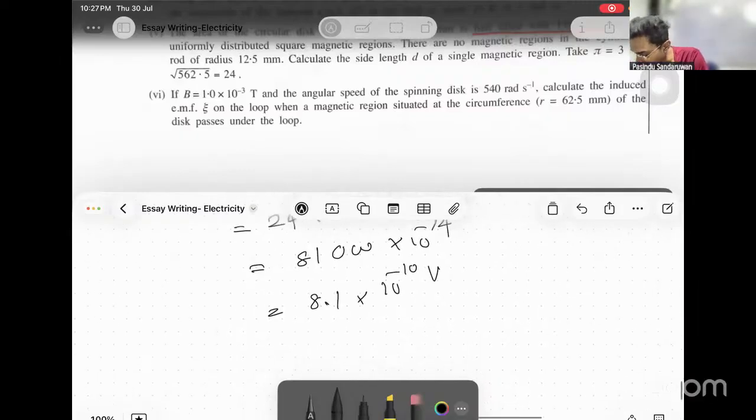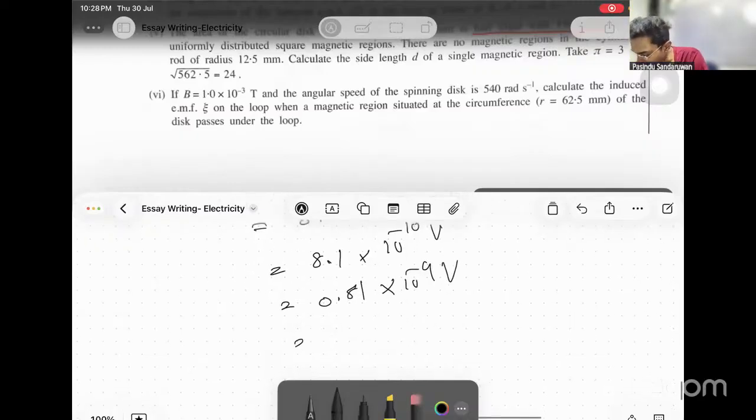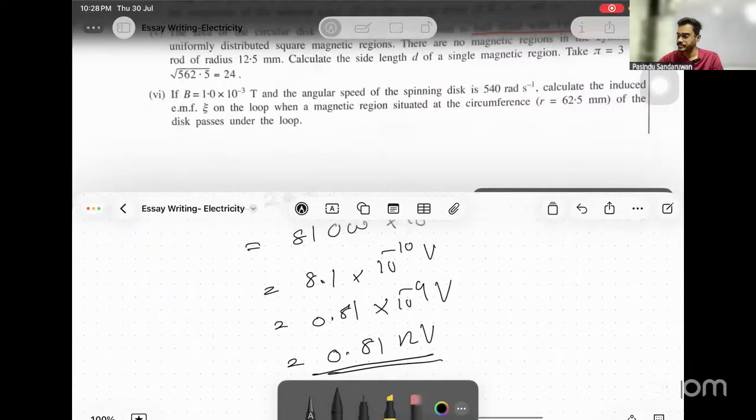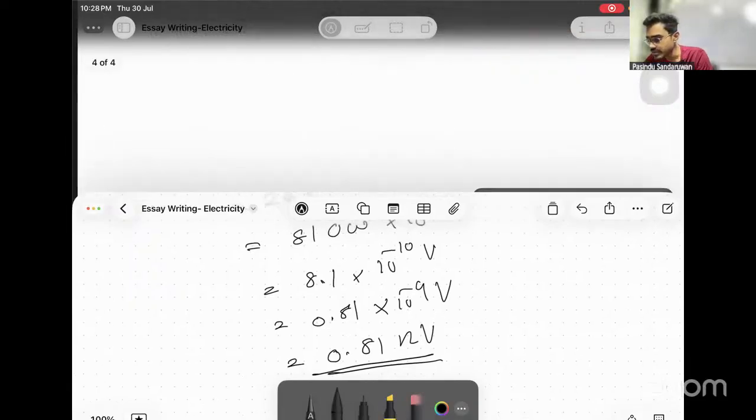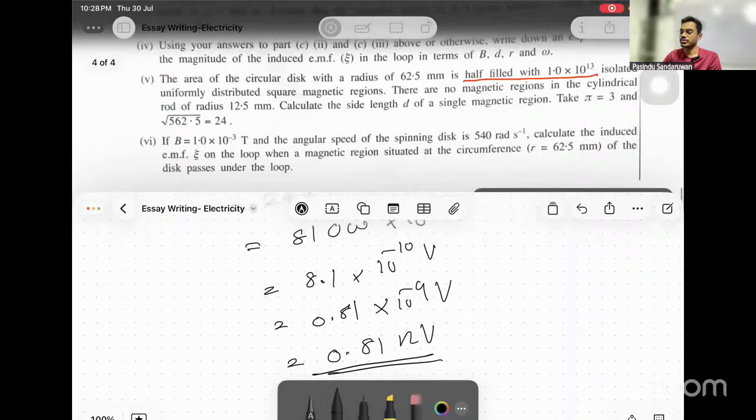So if needed, we can keep it in nano. Then this is 0.81 times 10 to the power minus 9 volts, no? 10 to the power minus 9 is nano, then 0.81 nanovolts, right? That's it. That's also a nice question with a nice flow, right? So what I discussed today was the most recent last three years' questions, right?